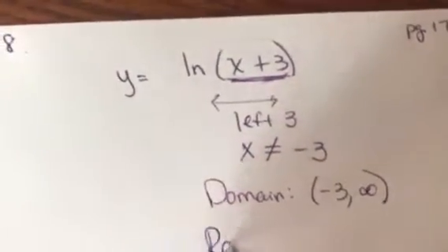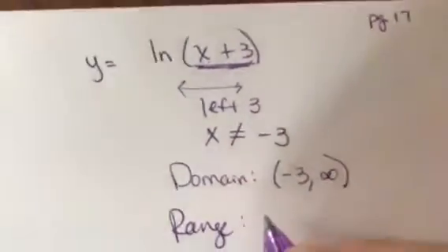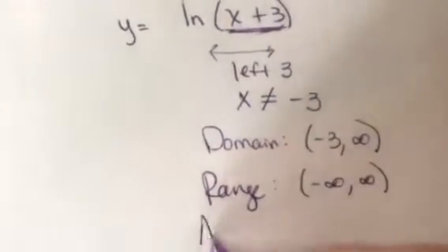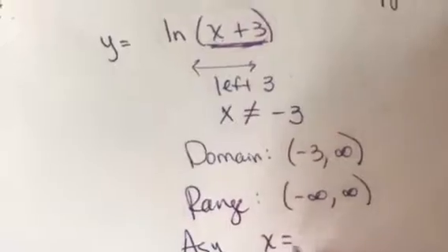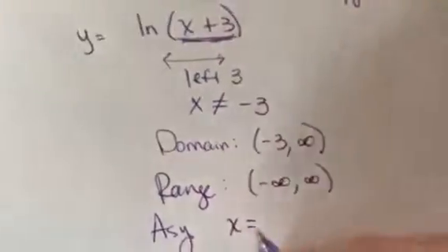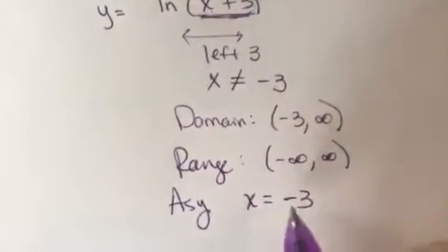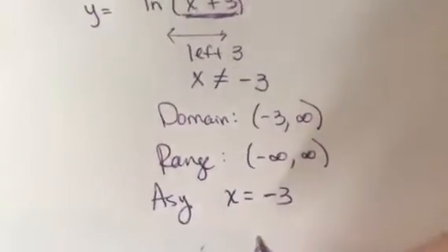And your range is still going to be all real numbers. And your asymptote is going to be x equals, what can x not be? -3. Because that's what your asymptote is, that imaginary line that your graph is going to get close to and never cross.